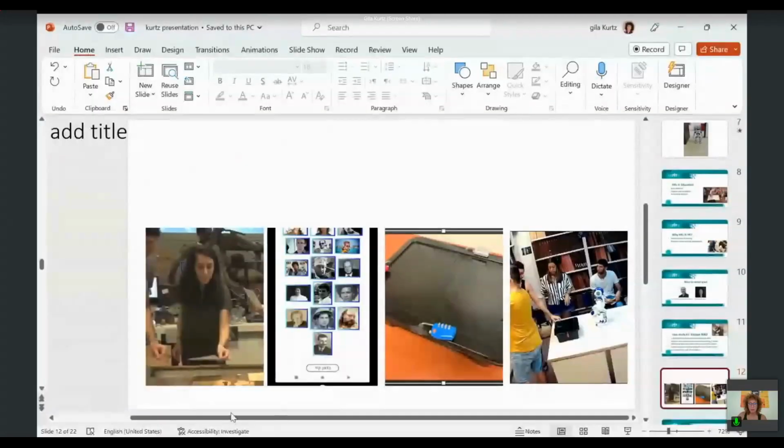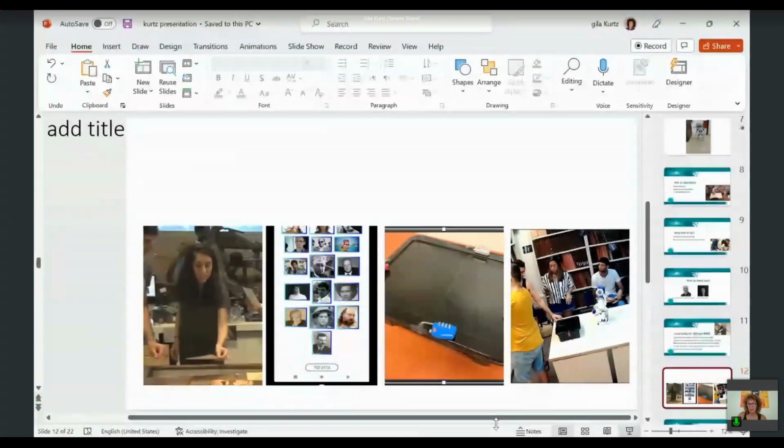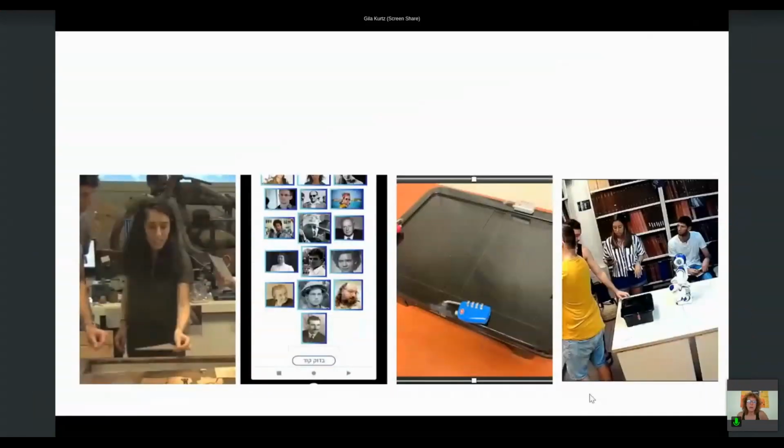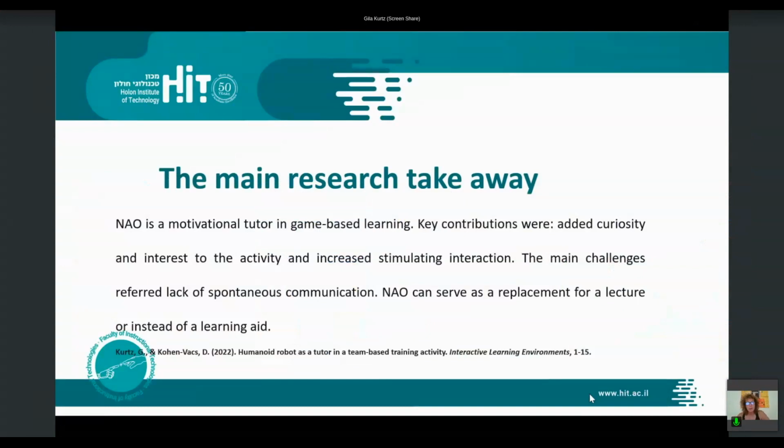Okay, I'm back here. So every project we do a research, and I will share with you one of the main takeaways from this research. I'm going back to my presentation. Okay, this is my presentation. So thank you for your patience. It's the first time I'm working with this system. Okay, so what was our main research takeaway?